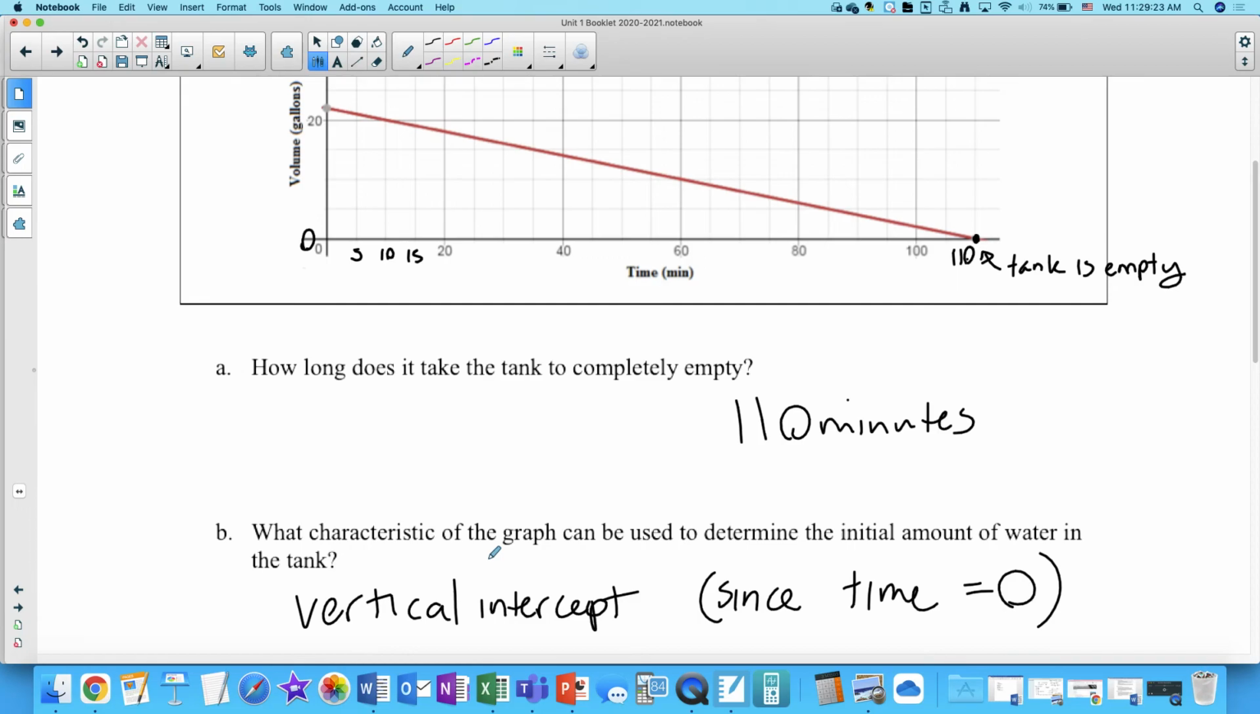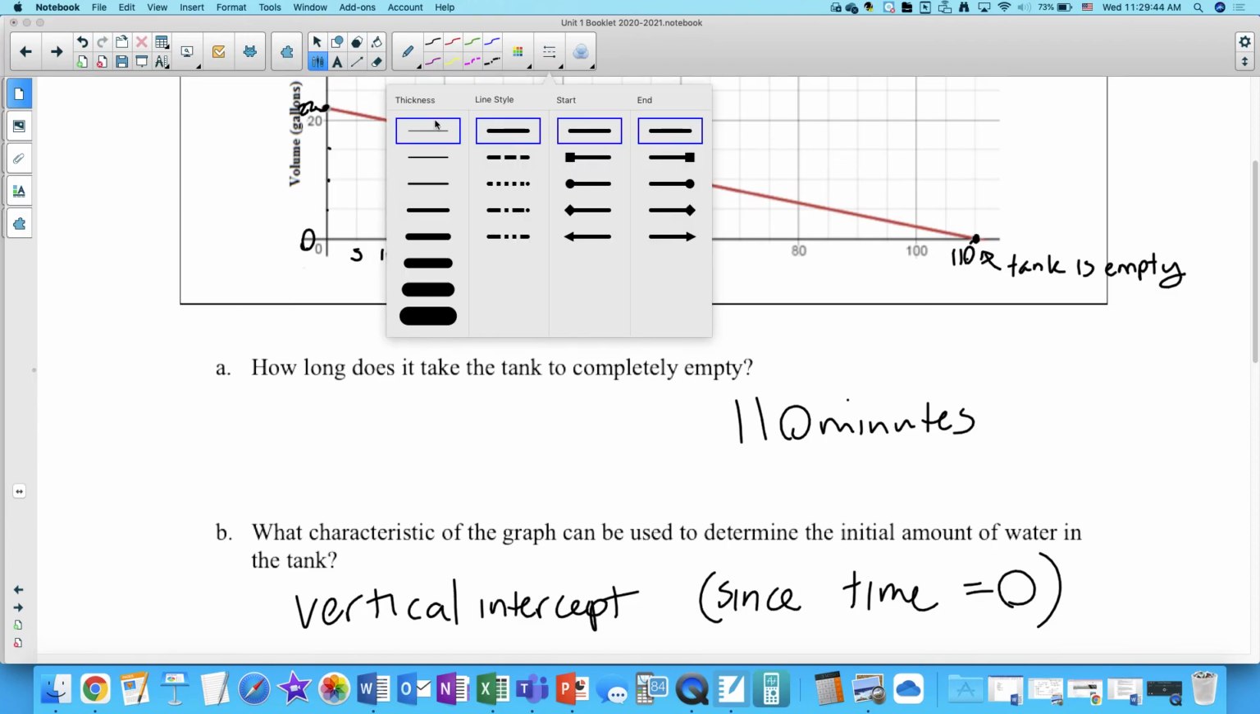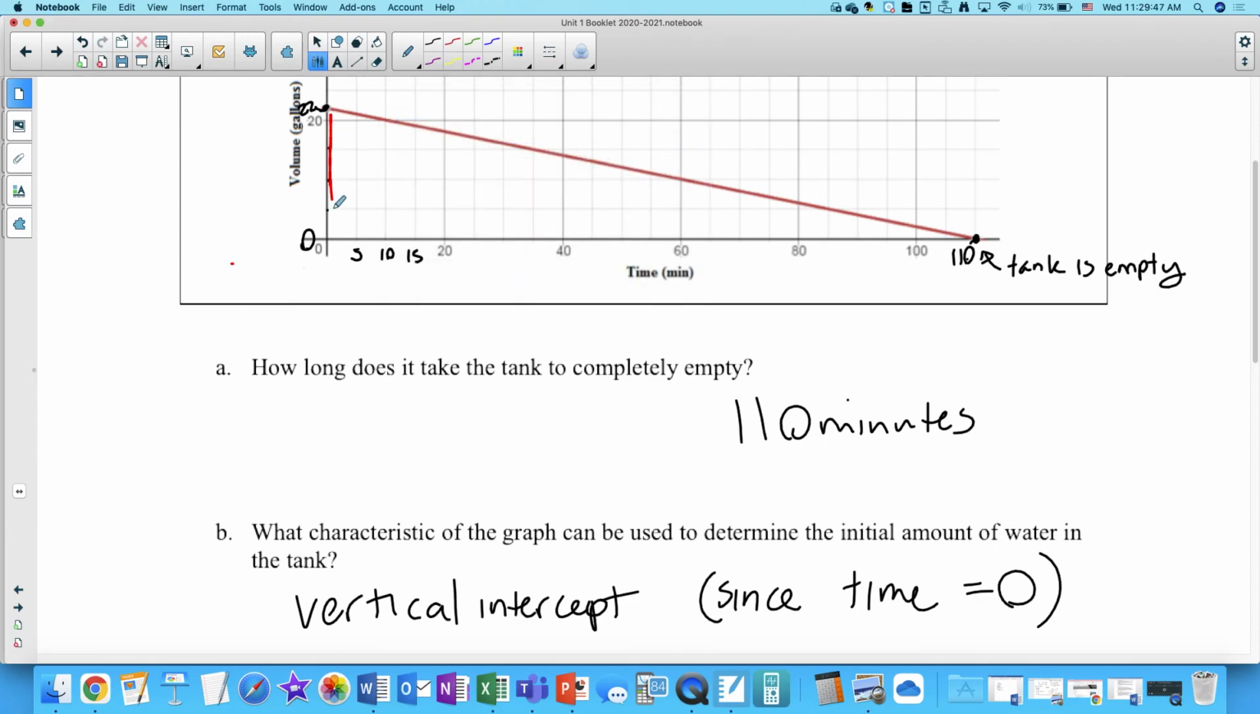Oftentimes, if you have the intercepts, you can just use those points. So over here is 5, 10, 15, 20. That's about 22 gallons. And then we're going 110 minutes. So the rise here, to get from one point to the next, I'm actually going down, and then I'm going right. If I'm going down, what's the numerical value of my rise? Negative, yeah. So negative 22 gallons, and then I go right 110 minutes.